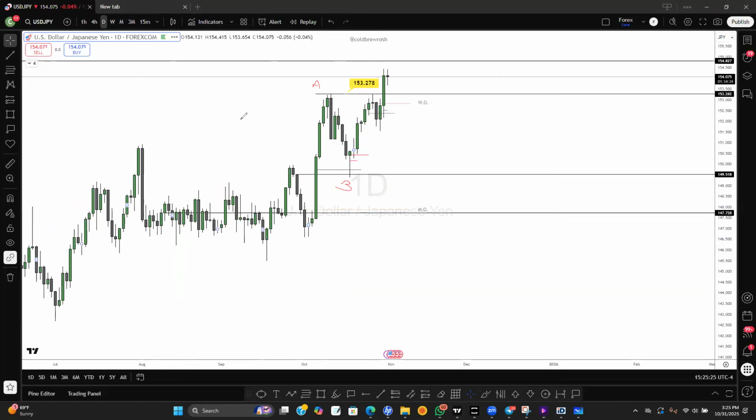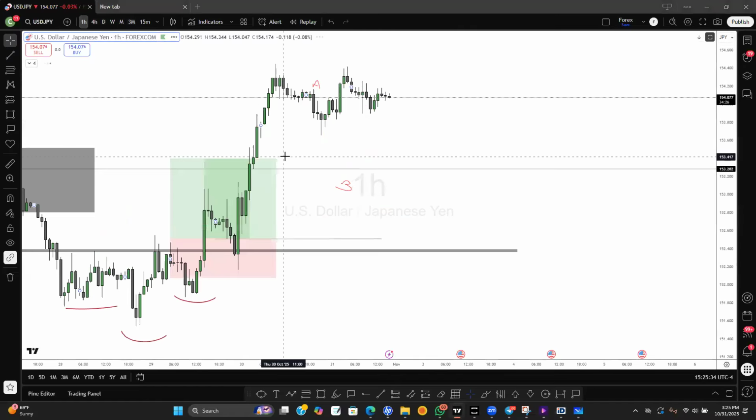So now what I have to do as a trader is go inside of this, and I want to really frame out the buy and sell programs from there. So I can go to a 4-hour chart, I can go to a 1-hour chart, it doesn't matter.